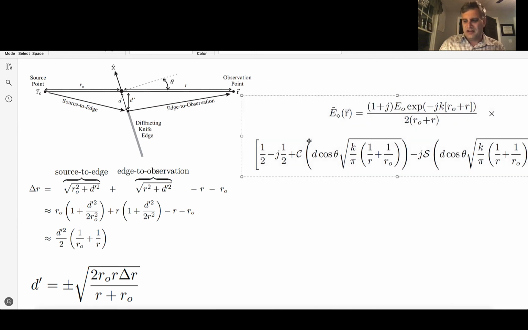Now, let's look at the argument of these cosine and sine integrals. First of all, you see that it's really d cosine theta, which is the only clearance distance dependency. And that kind of makes sense if you think about it geometrically. D cosine theta is really this distance d prime, from the edge of the knife edge up to the perpendicular point on the sight line.